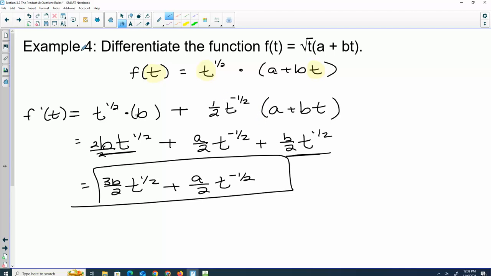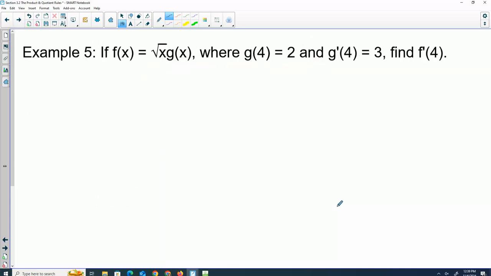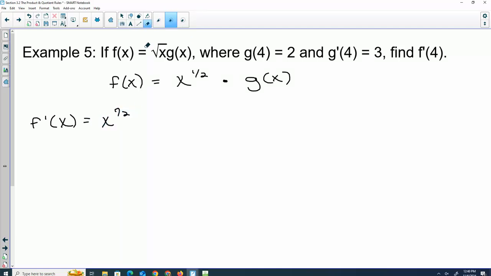Alright, let's try another one. This one doesn't look scary. So, if f of x equals the square root of x, which we've said is x to the 1/2, times some function g of x, but I didn't tell you what g of x was. So let's think about if we did this derivative. Product rule says you do the first times the derivative of the second. So, the derivative of g. Now I don't know what g is, so I can't actually work it out, but I could say g prime. That means the derivative.